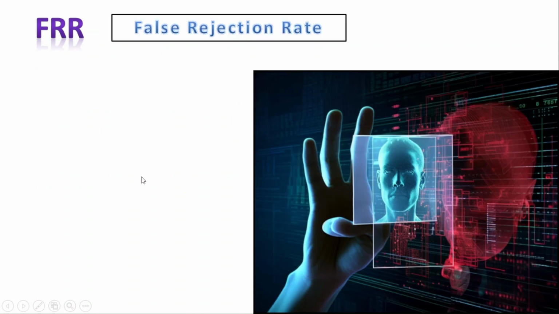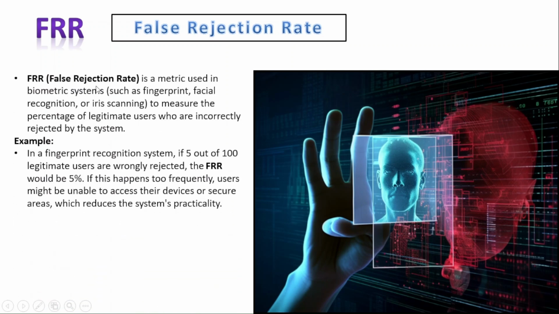FRR, that is False Rejection Rate. So FRR, false rejection rate, is a metric used in biometric systems such as fingerprint, facial recognition, or iris scanning to measure the percentage of legitimate users who are incorrectly rejected by the system. Example: in a fingerprint recognition system, if 5 out of 100 legitimate users are wrongly rejected, the FRR would be 5%. If this happens too frequently, users might be unable to access their devices or secure areas, which reduces the system's practicality.